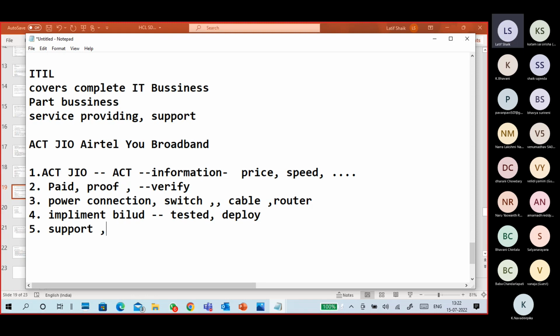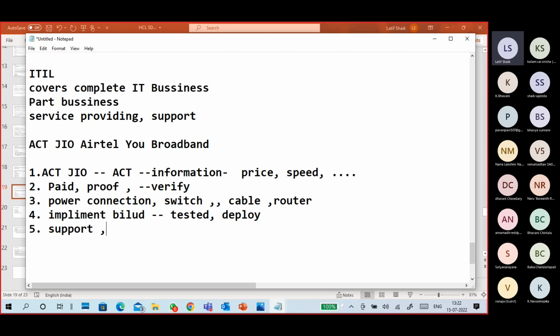So they will support. "Sir, internet is not coming." So we'll come and check it. Or please turn off the router and turn it on again. Switch off, switch on. Check the backside of the connection. Please tell me the LEDs on it, the color of the LED, or maybe how many LEDs are glowing. Or please check the connection of our main switch, the power connection, like that.